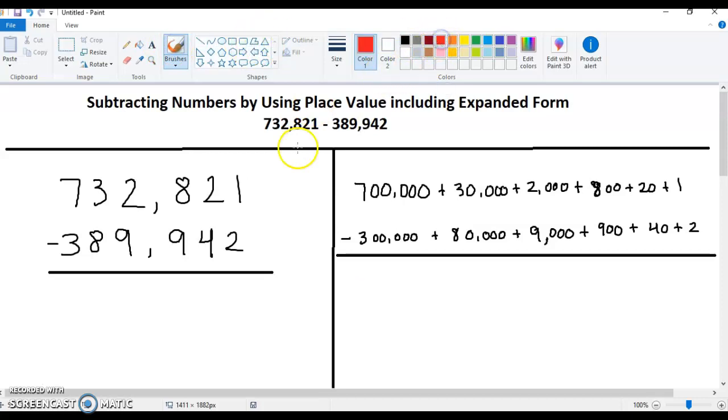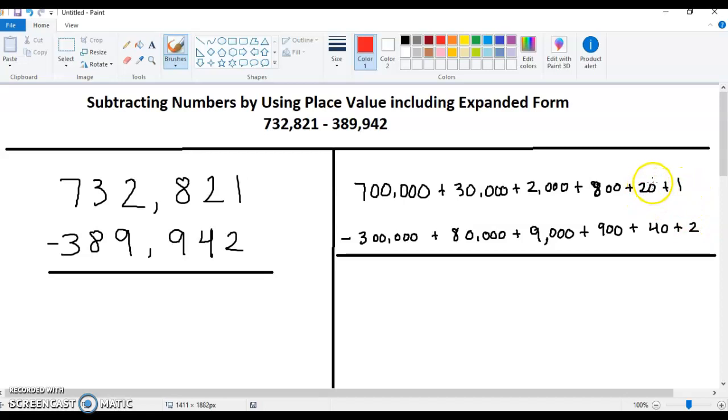So remember, you're going to take the smaller number down here from the larger number. So we start with the ones place value, and you notice that this says 1 take away 2. And we can't do that because you can't take a larger number from a smaller number. So what you do is you go to the next higher place value, which is 10 times greater, which is the tens, and you're going to borrow a set of 10. So this is the way it looks over here.